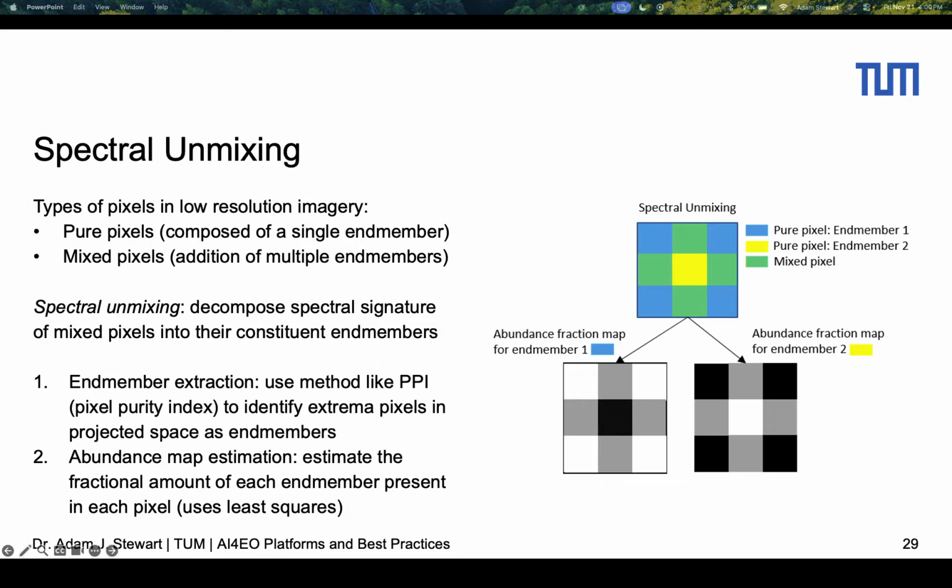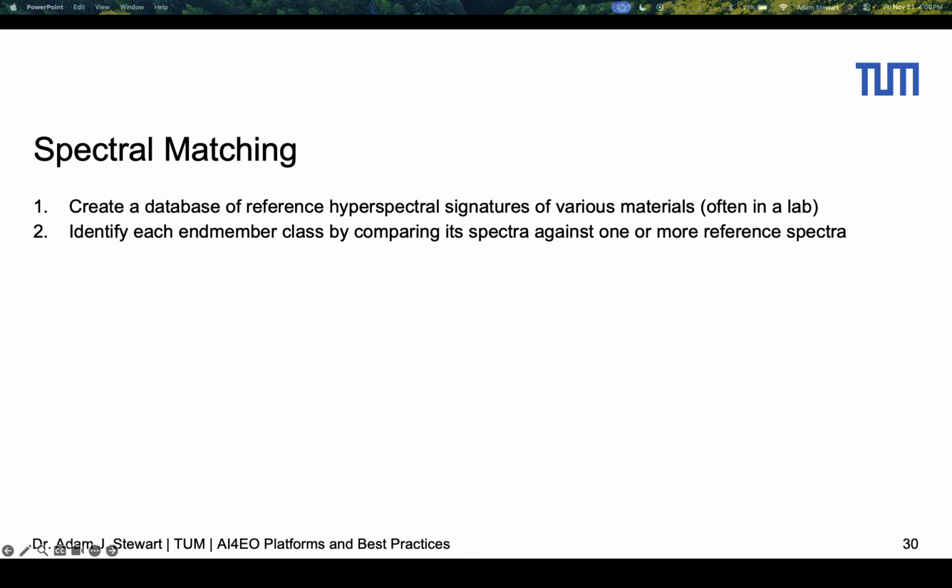So that's the probability portion of this. And there we're just using least squares, aka linear regression, aka machine learning. So you can use machine learning for some of these pre-processing steps as well. And I think this is the last one, spectral matching.